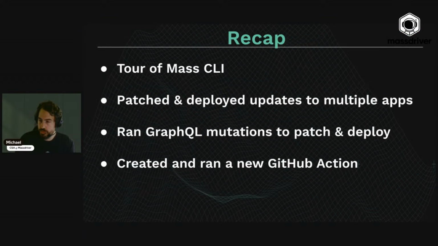We'll go ahead and switch back here. To recap, we toured some of the capabilities of the Mass CLI tool. We use the CLI to patch changes and deploy our applications based on those changes. We then use the GraphQL to bump the image tag versions again and redeployed our applications there. And then we finished up by setting up some GitHub actions for applications, our infrastructure, and our custom artifact definition.